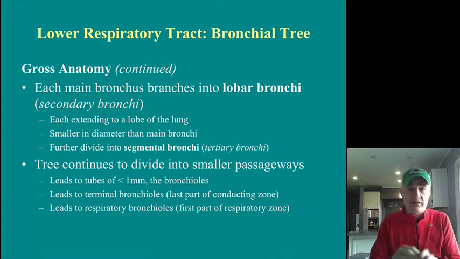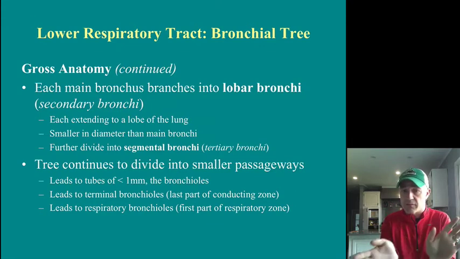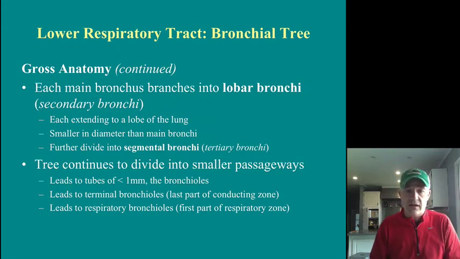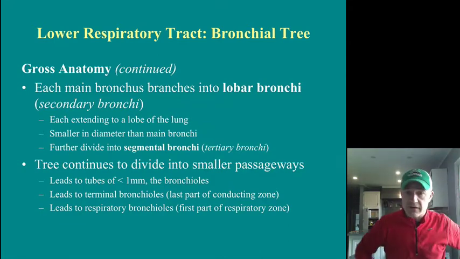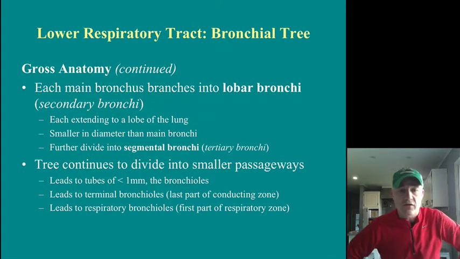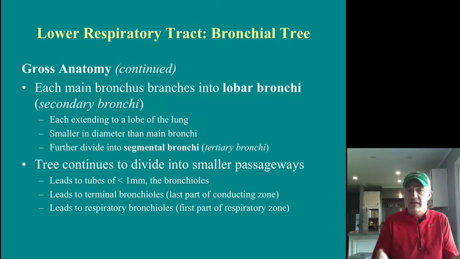And again, they're going to continue to divide into smaller and smaller branch points until you start getting these very small 1 millimeter wide tubes that are going to lead into, like I said, the last part of the conducting zone, which is called the terminal bronchioles, which are going to end in kind of this dead end cul-de-sac of alveoli into a respiratory bronchiole.